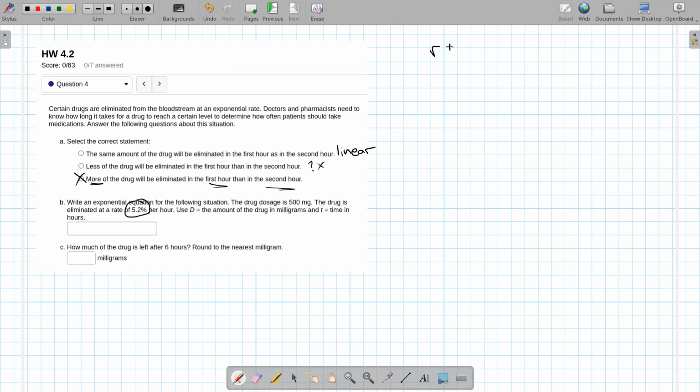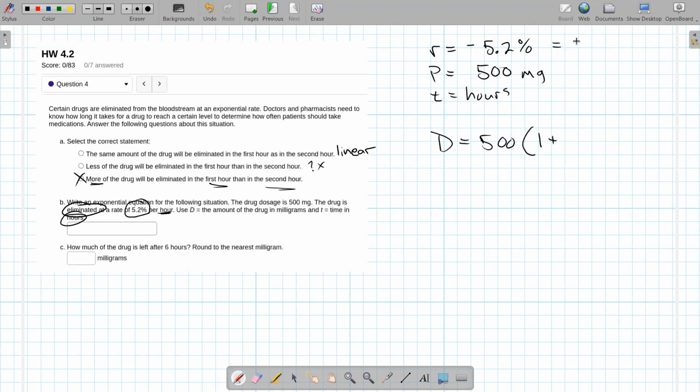So we're given a rate. It's being eliminated, so that means it's a negative 5.2%. We're given a starting amount, I call that P, 500 milligrams. And again, we have per hour here. Time should also be measured in hours. So we have T hours. And they want me to use D for the drug and T for time. So D equals the starting amount, 500, times 1 plus your rate as a decimal. So that would be negative 5.2 over 100, which is negative 0.052.